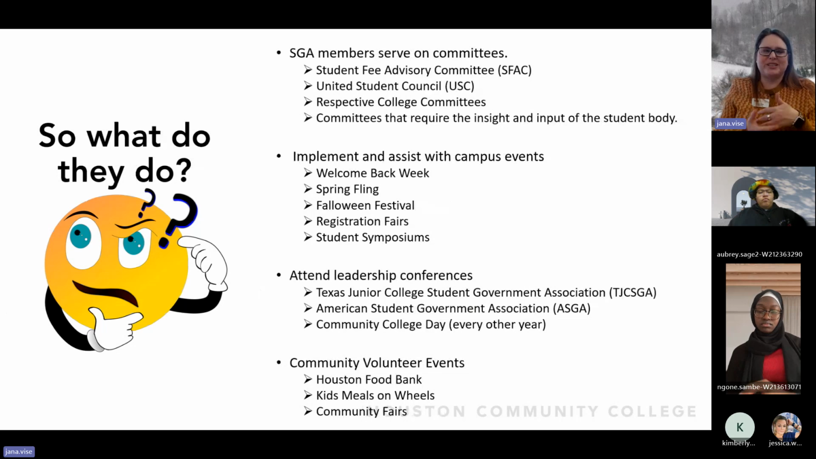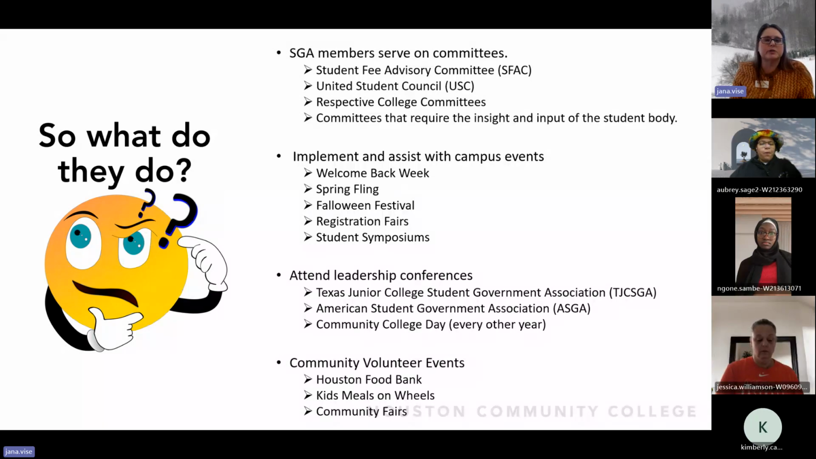So what does the student government do? These are examples. You serve on a lot of committees: the Student Fee Advisory Committee, which handles money, the United Student Council, which I will talk about later, lots of different college committees and committees that require insight and input of the student body. You help with campus events and create your own campus events, whether it's for Welcome Back Week or Spring Fling or registration fairs, student symposiums, meetings, things like that.